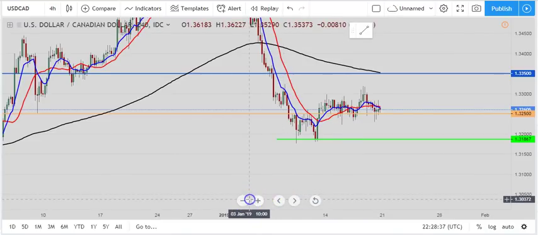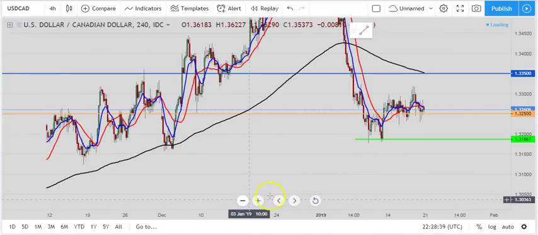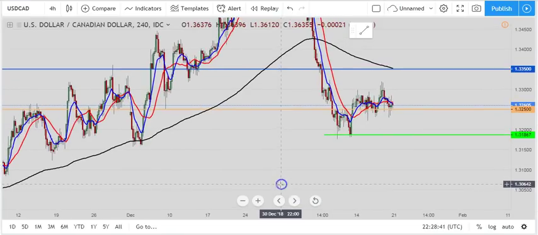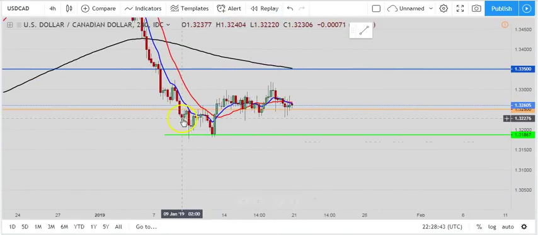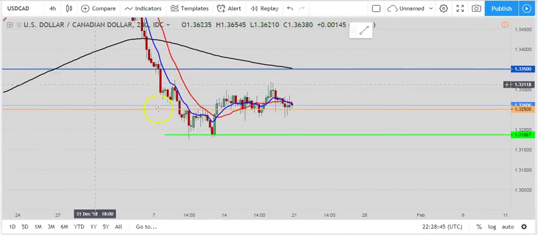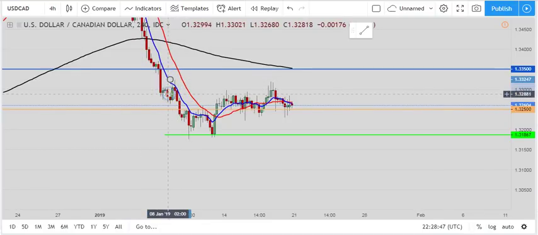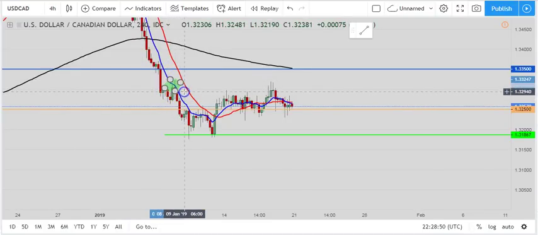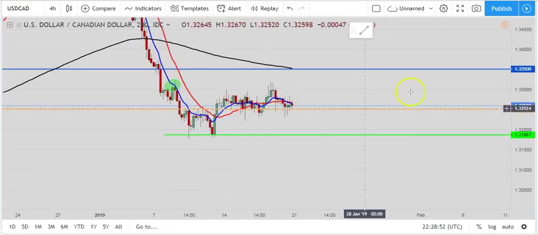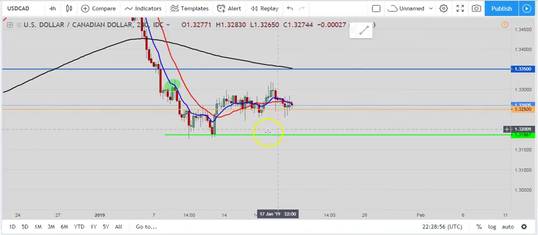Here's what has happened in that zone. This has been a swing. This has been a swing right here. And look what's happened. Market has respected the 1.3300 zone. This is what happened. Market is currently resting on 1.3250.